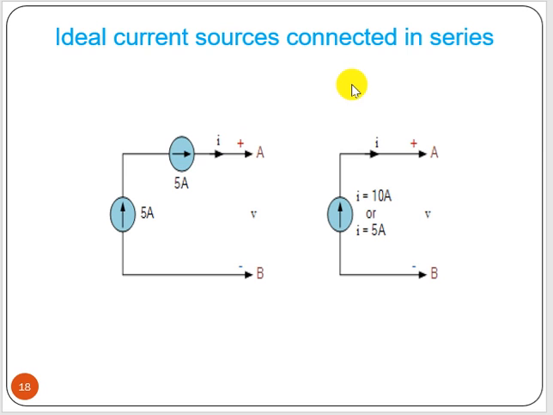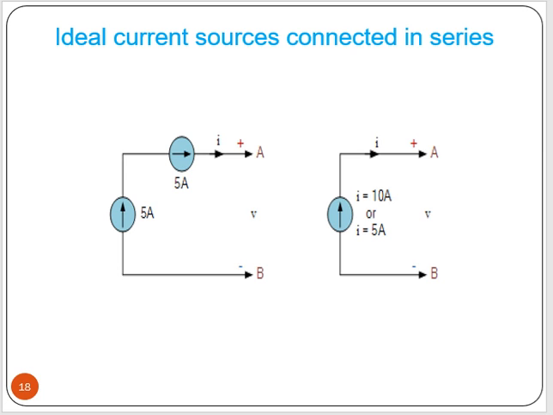Now, ideal current sources in series, what will happen? In case of series, the ideal current will be the same. If this is a current source of 5 ampere, here it is also 5 ampere. So in this series circuit, the same current will flow. In case of current sources in series, the same current will flow. In parallel, currents will add up or subtract depending on the direction of the current.